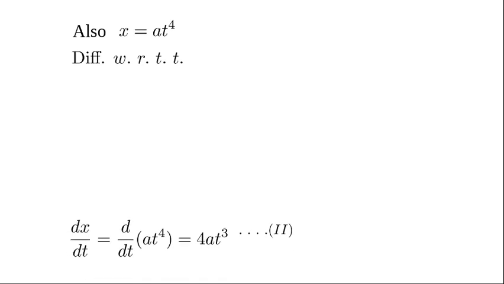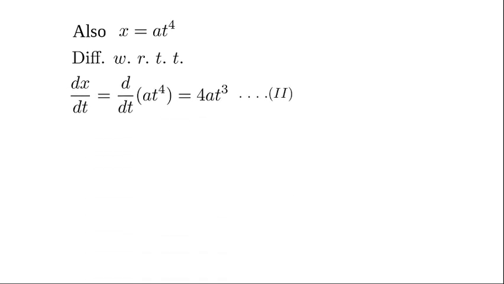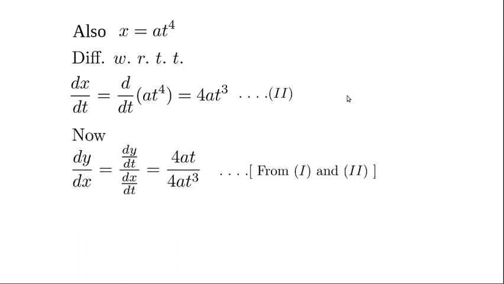x equal to a t raised to 4. Differentiate with respect to t again. dx by dt is d by dt of a t raised to 4. Derivative of t raised to 4 is 4t cube. Therefore, dx by dt is 4at cube. Let us call it equation 2. And now we make use of the formula dy by dx equal to dy by dt upon dx by dt. So from 1 and 2, these are the values of dy by dt and dx by dt. So we get dy by dx equal to 1 upon t square.